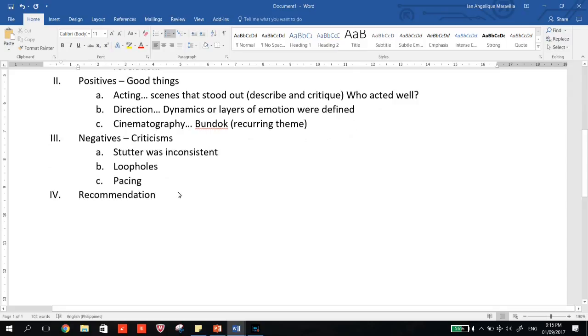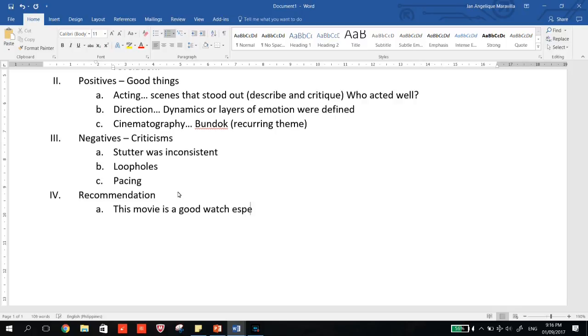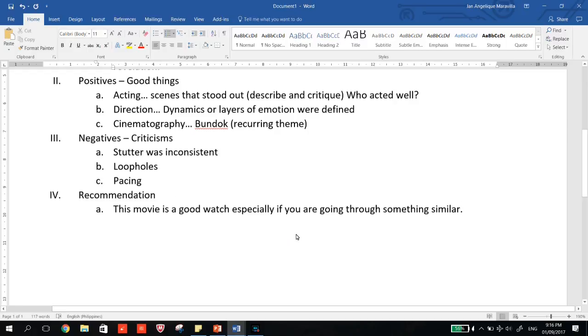Now, recommendation. What can you say about your recommendation? So, hindi mo na pwedeng, kasi yung ibang tatapusin yung paper nila na the movie was good. Period. Hindi ganon. Recommend mo siya. So, for example, this movie is a good watch, especially if you are going through something similar. Okay, mga ganun. Ibig sabihin nun, ibig sabihin mo lang na the movie was good. Di at least ngayon sinasabi mo na ito, mga panahon kung kailan mo siya magandang panoorin.